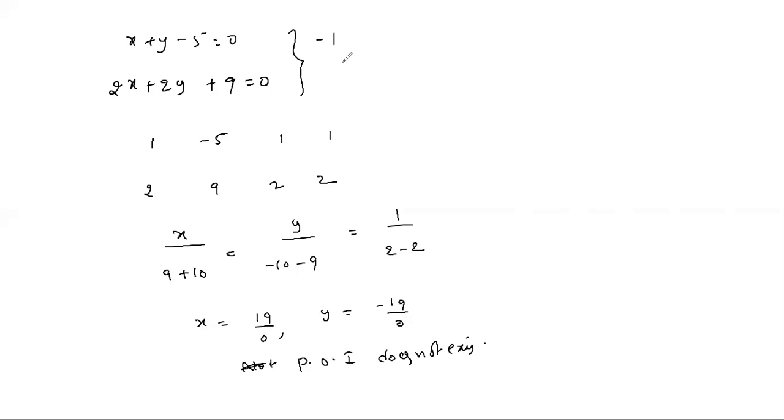What is the first one? Minus 1. Minus 2 by 2, minus 1. So lines are parallel means there is no point of intersection. In this case, you will get 0 here, so we say that the point does not exist. But in this process, even if you get 0 in the denominator, you have to take the cross multiplication.